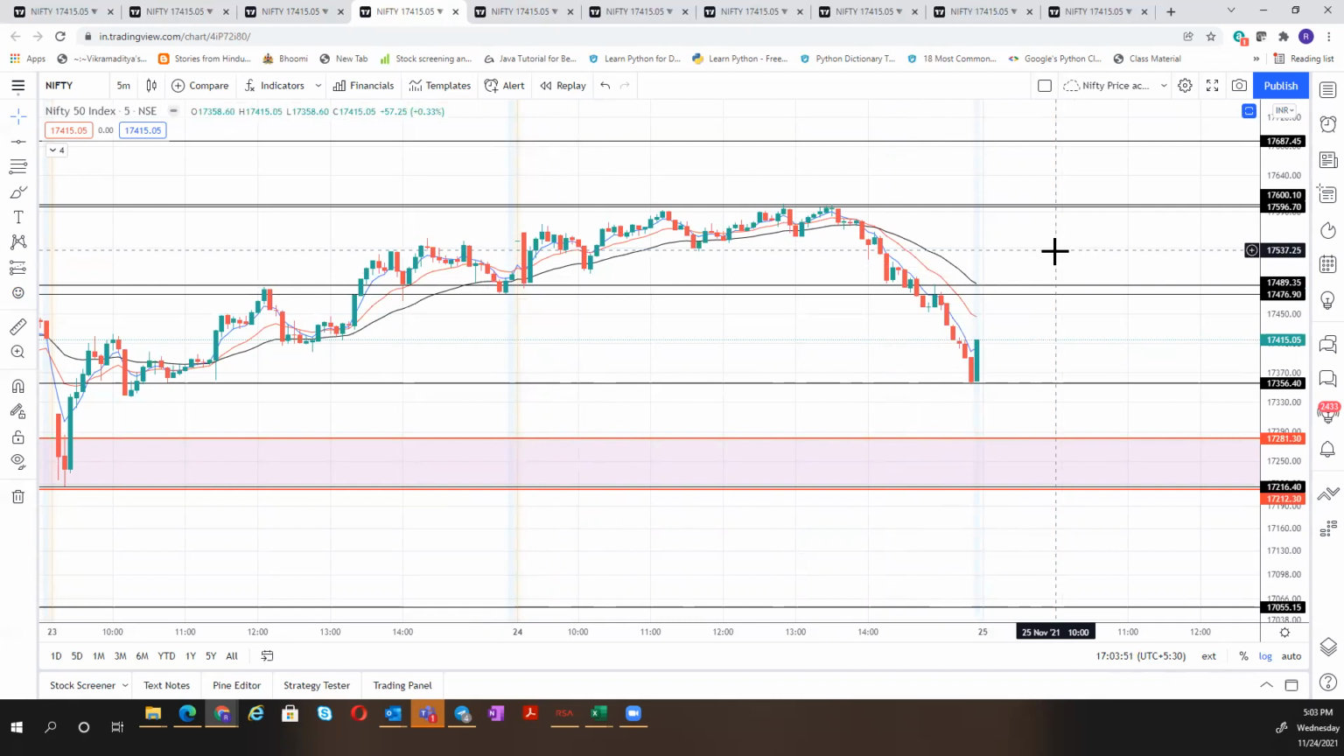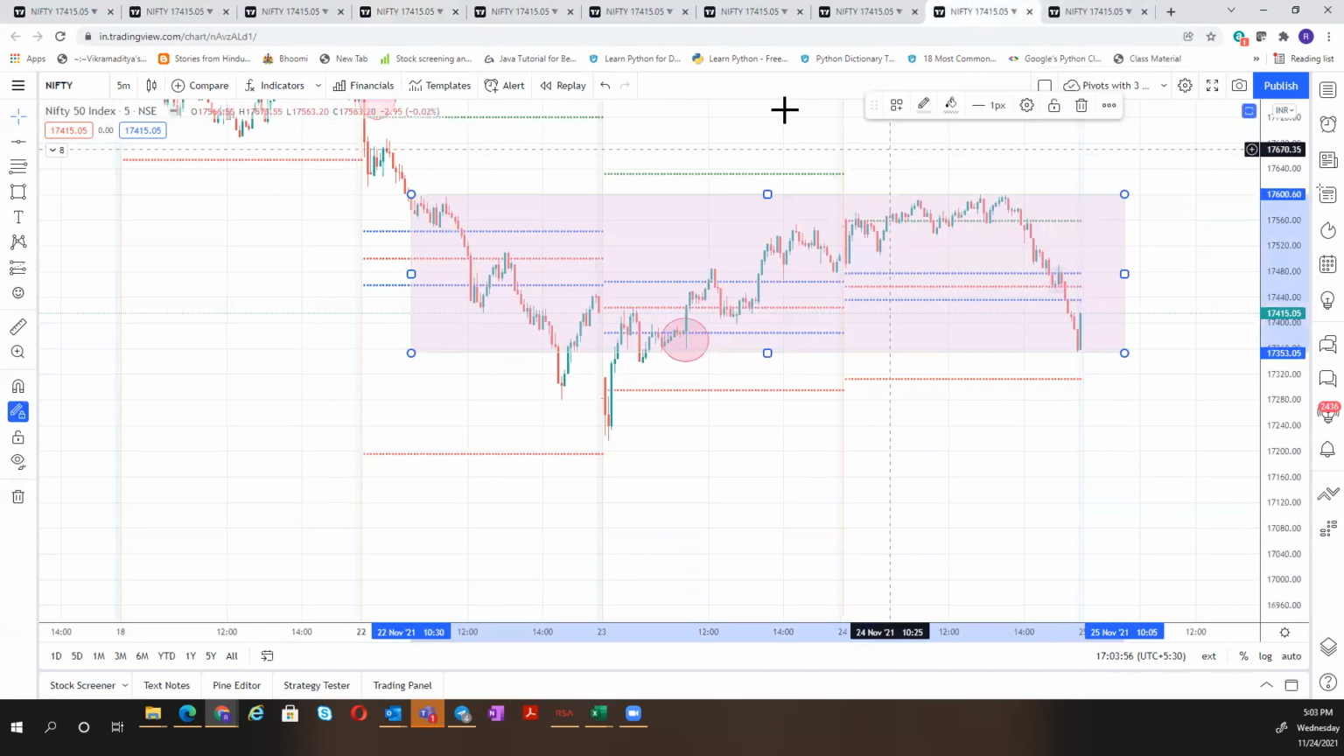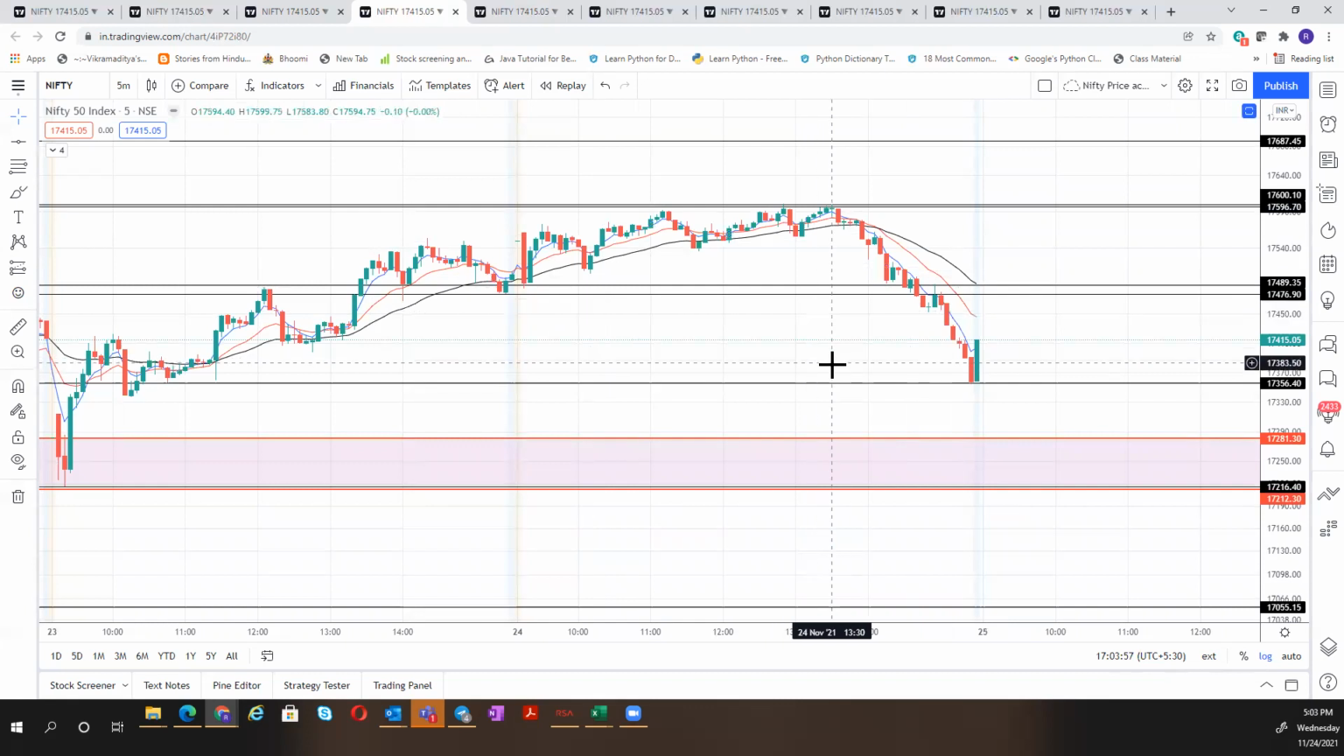Hope this helped in your learning curve: the Camarilla pivots, the standard pivots, and how to use the naked charts and the EMA set for proper entry and exit.